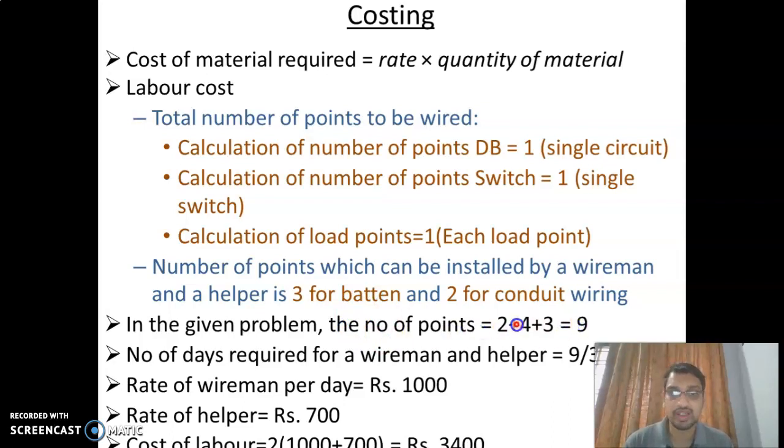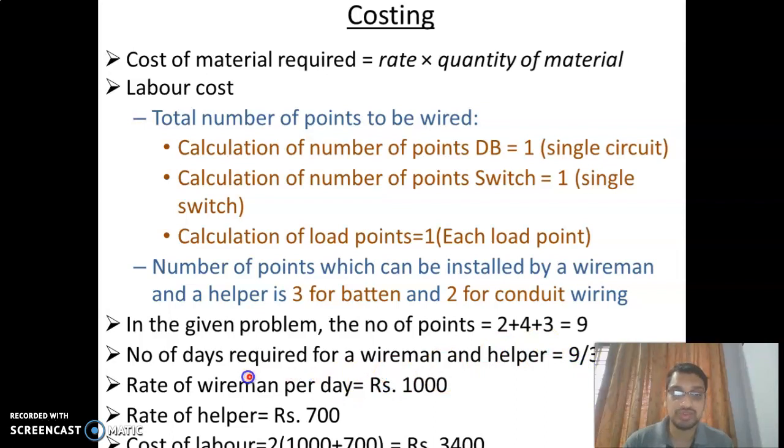So the number of days required for a wireman and helper: we have 9 points, and a wireman with the help of a helper can complete 3 points in a single day. So the number of days required for a single wireman with a helper is equal to 9 by 3, because it is batten wiring. 9 by 3, so 3 days. So 3 days is required to complete this work.